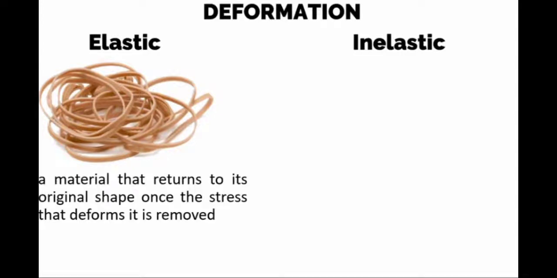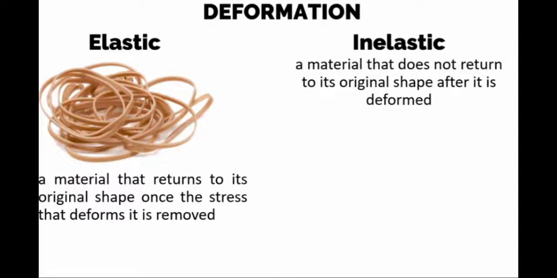Okay? Now let's go to deformation. Deformation has two kinds, elastic and inelastic. Now to better understand the concept of deformation, let's have some common things. So first we have this rubber band. So a rubber band is a material that returns to its original shape once the stress that deforms it is removed. Right? So when you pull the rubber band, then you release it, it goes back to its original form, unless you pull really hard. Right?